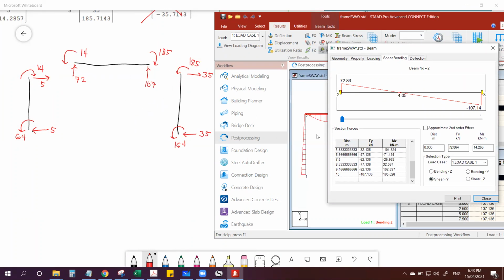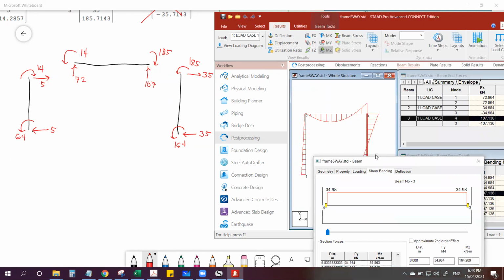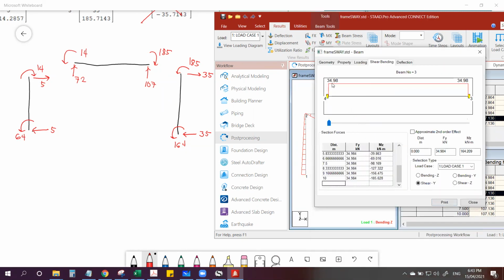Okay, how about member 1? So we have bending of 64 here and 14 on the other end. And for the shear, 5, both 5. Okay. And for member 3, double click. So the shear is 35. Okay. And the bending is 164 and 185. Okay.